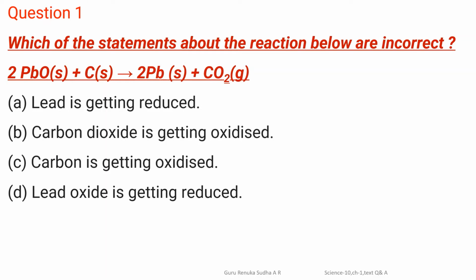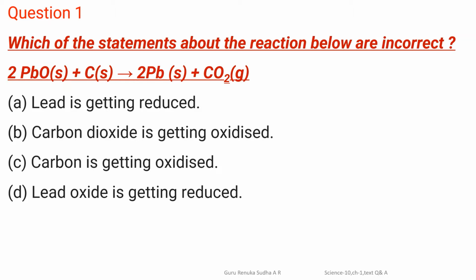Which of the statements about the reaction below are incorrect? See here, they have given one chemical reaction in equation form, and they have also listed some things that are going to happen in that reaction. You have to observe that reaction, which is written in equation form, and see which statement is not correct.